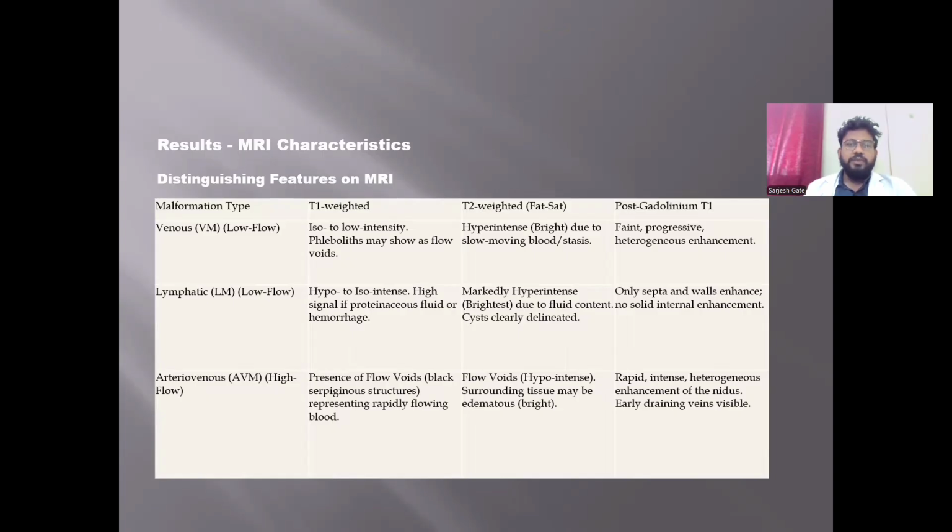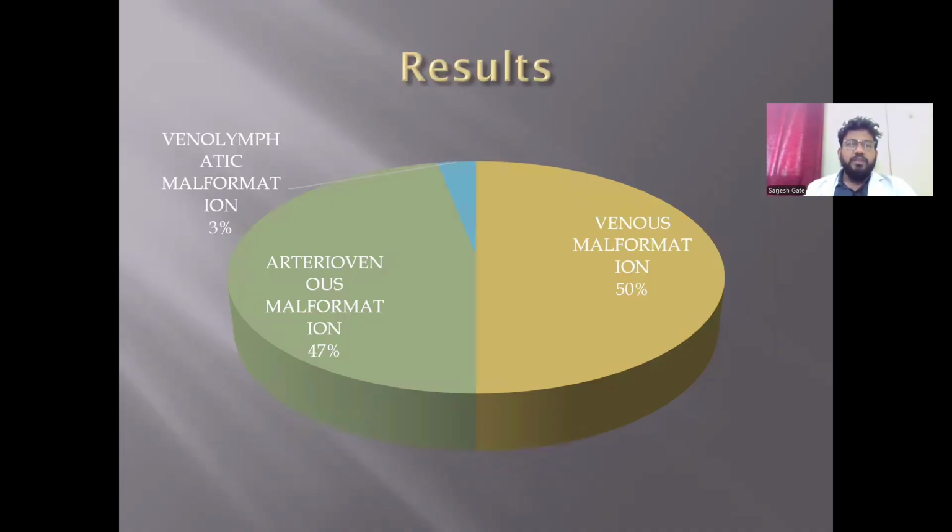MRI characteristics. Venous malformation shows T1 low to high, iso to low intensity. There is T2 hyperintensity. On post-gadolinium T1, there is a faint progressive heterogeneous enhancement. Lymphatic malformations are iso to hypointense on T1. There is marked hyperintensity on T2, and on post-contrast images, only septa or wall enhances. Arteriovenous malformations: there are flow voids on T1 and T2 images, and there is a rapid, intense and heterogeneous enhancement on post-contrast images.